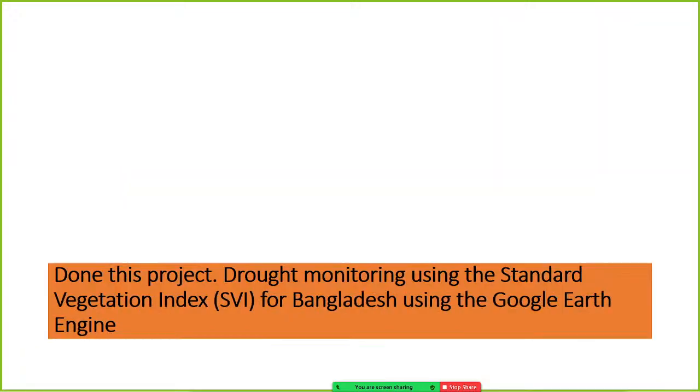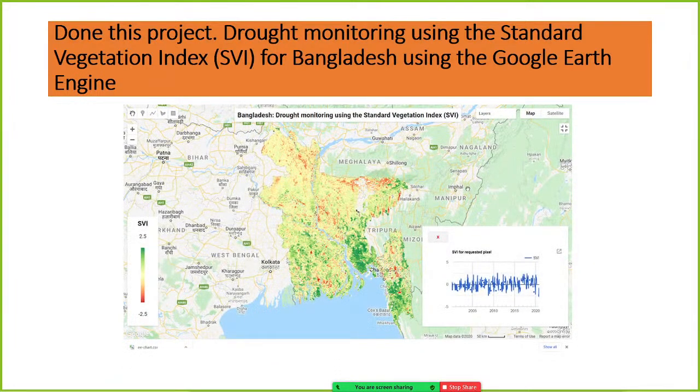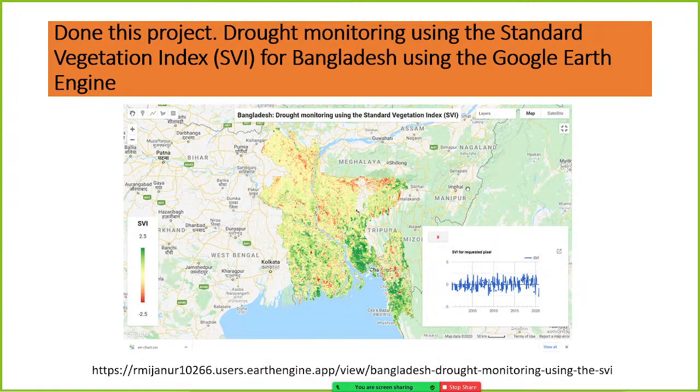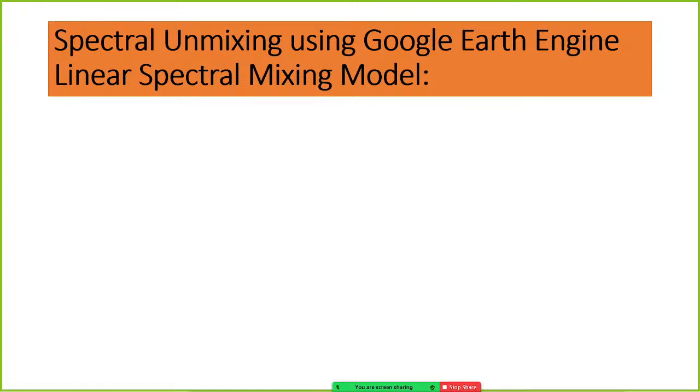Okay, so this is another task for monitoring using the Standardized Vegetation Index (SVI) for Bangladesh. So you can also do drought monitoring. You can get the time series chart of this drought monitoring and make the web application, and anyone can use this application and get the time series chart, showing the condition of this place and the drought situation.